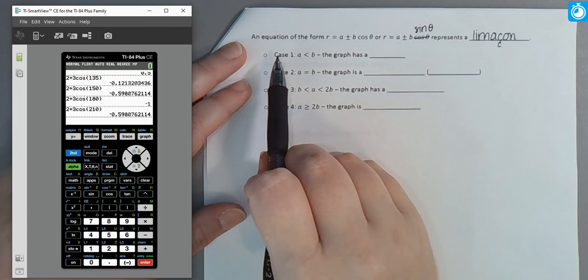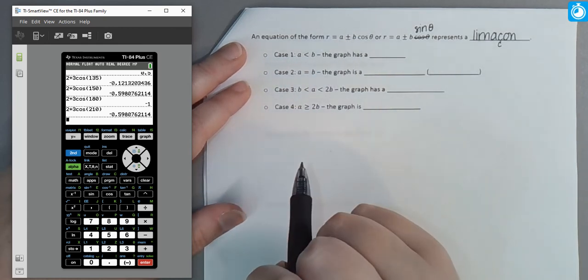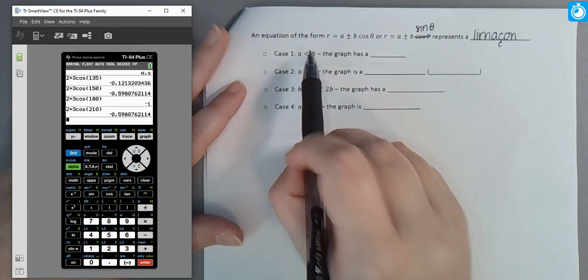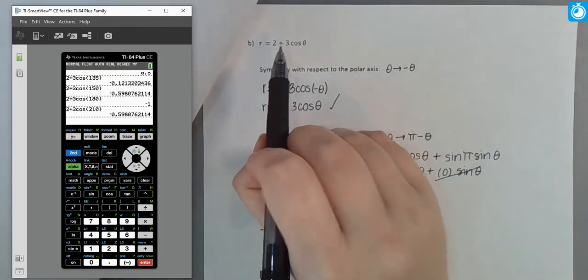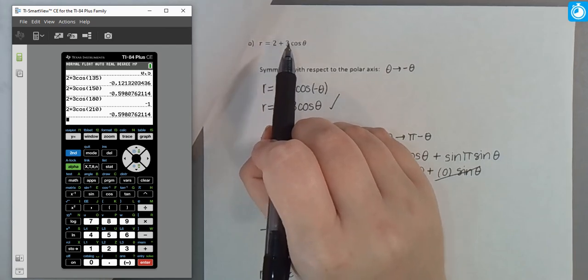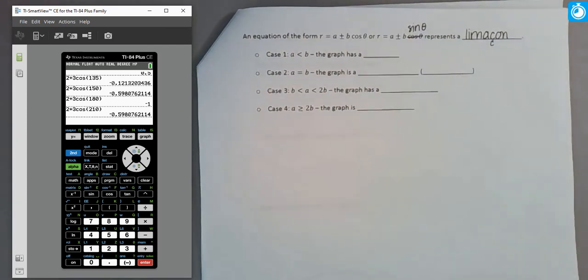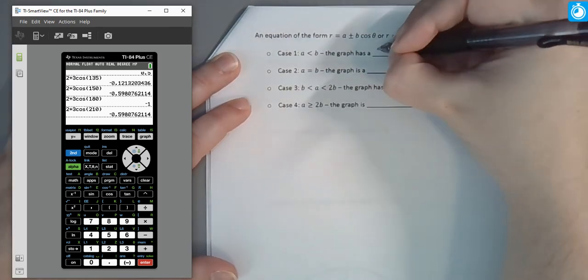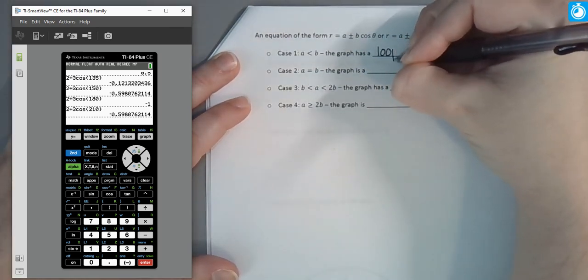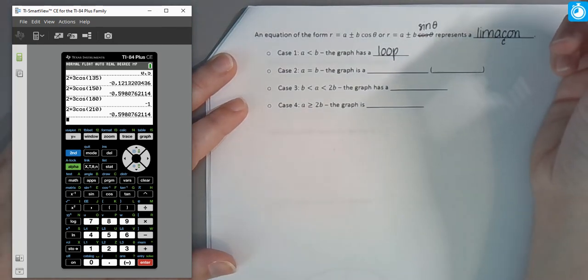So case 1, we're going to break it down based on how A and B relate to one another. If A is less than B, that's represented by the case we just saw. In this case, our A is 2 and our B is 3, so A is less than B. If that's the case, our graph is going to have a loop generated when we pass through the pole.